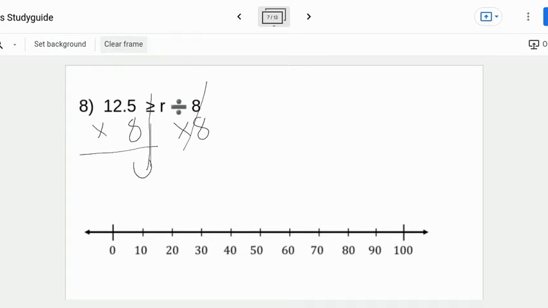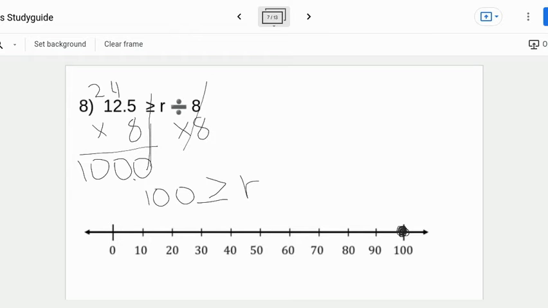Okay, so I come over here and I times by 8. 8 times 5 is 40. 8 times 2 is 16, plus 4 is 20. 8 plus 2 more is 10. 1 decimal place. So I have 100 is greater than or equal to r. So I go to 100 and it's a closed circle because it's equal to.